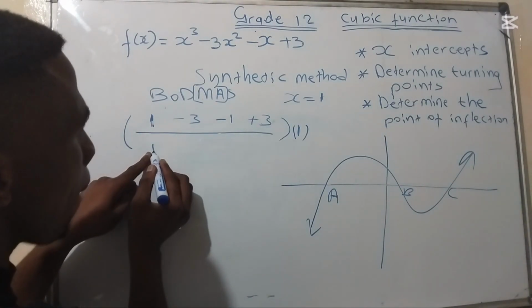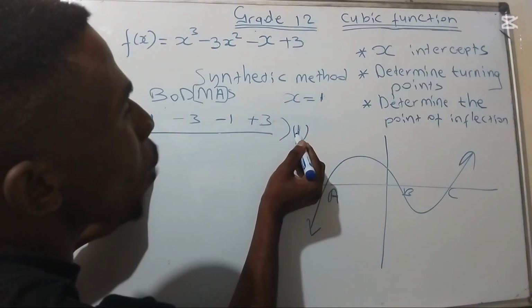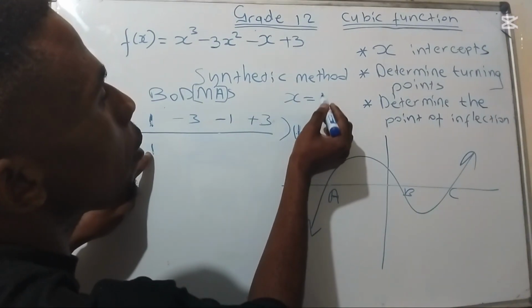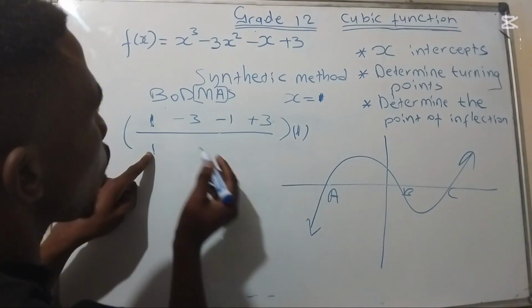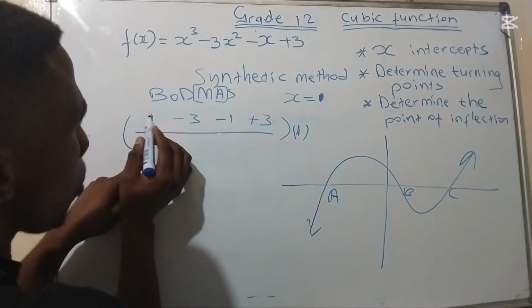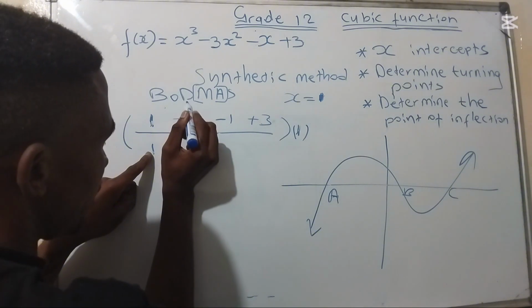Now we are going to the right. Then 1 multiplied by this one, which is the value of this x, right? 1 multiplied by 1 is equal to 1. So you don't have to put it here. You have to put it here.